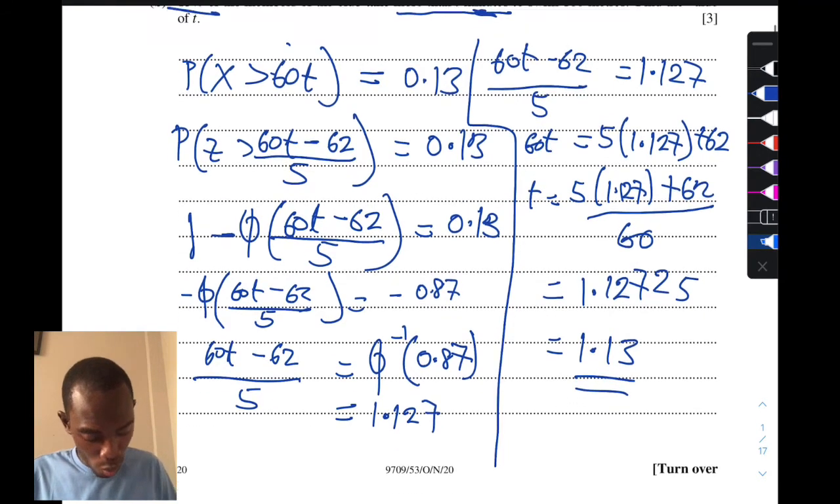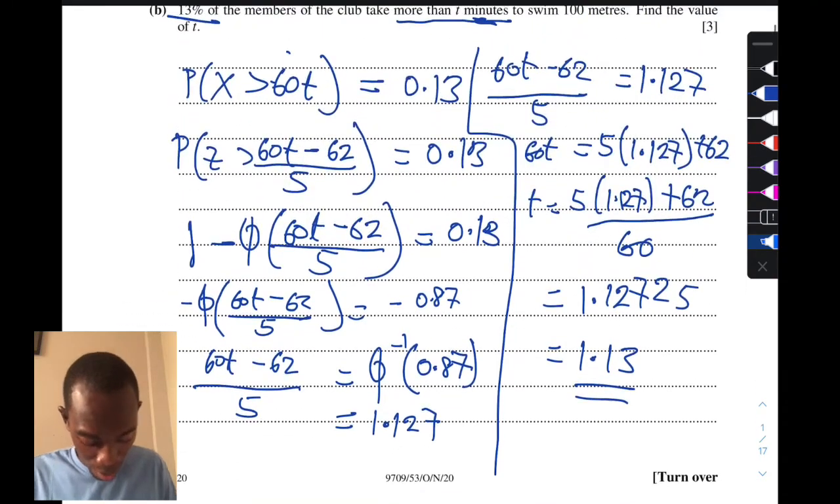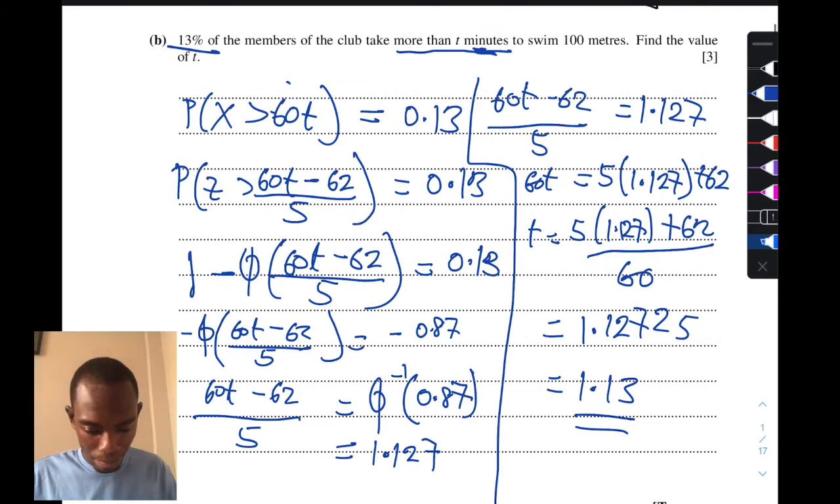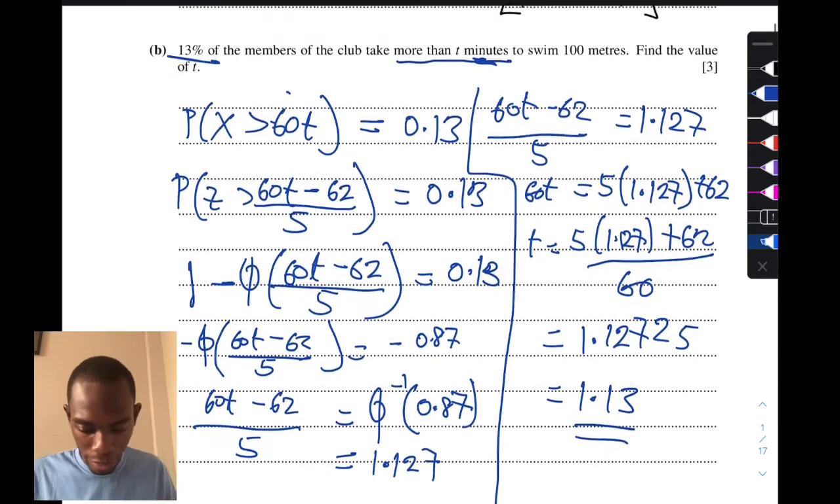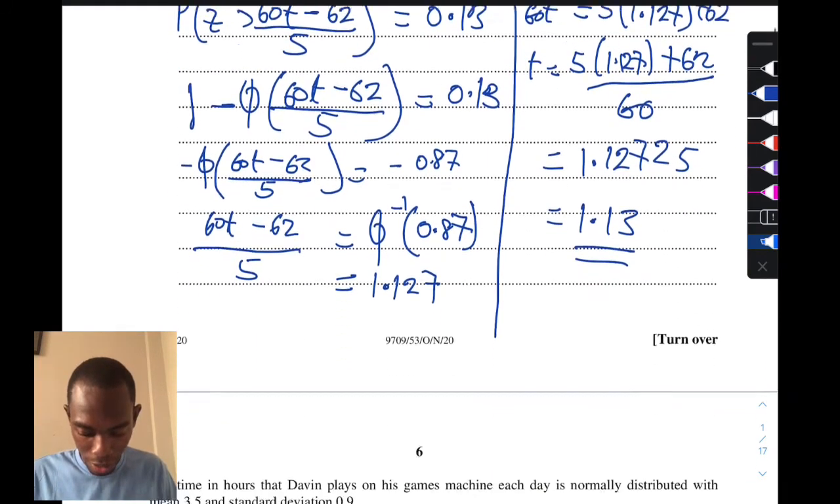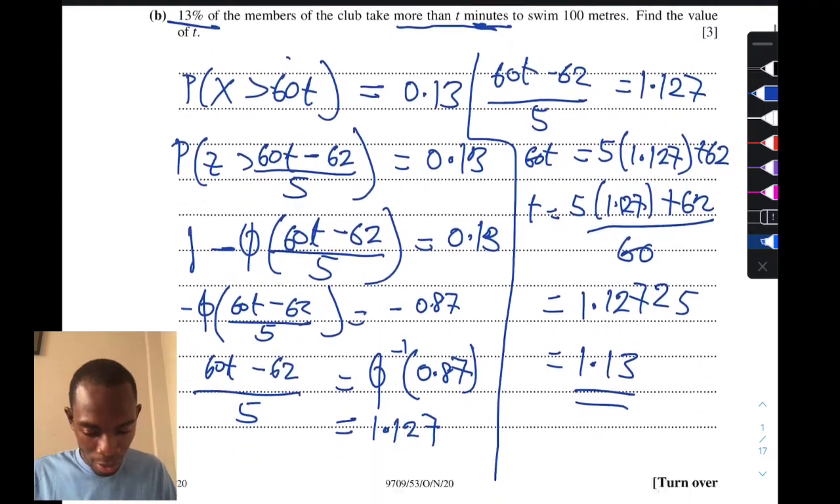Okay, so that's the end. That's 5/3, October/November 2020. Okay, so that's how we solved the question. They said find the value of t, so we found t. Now, let's move on.